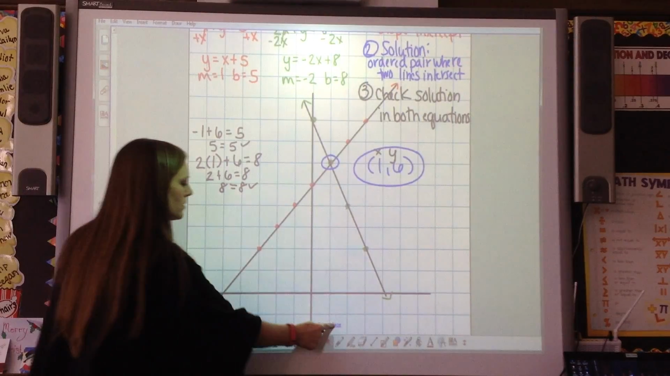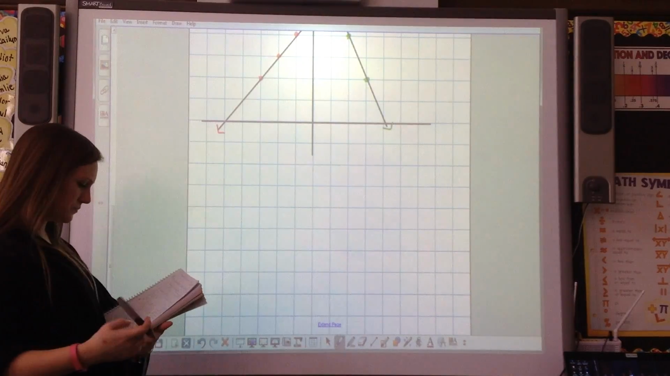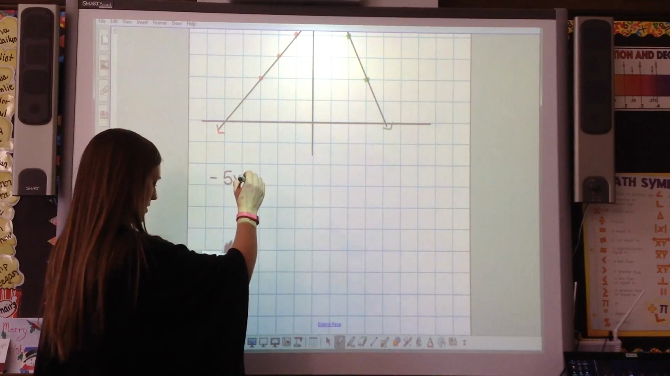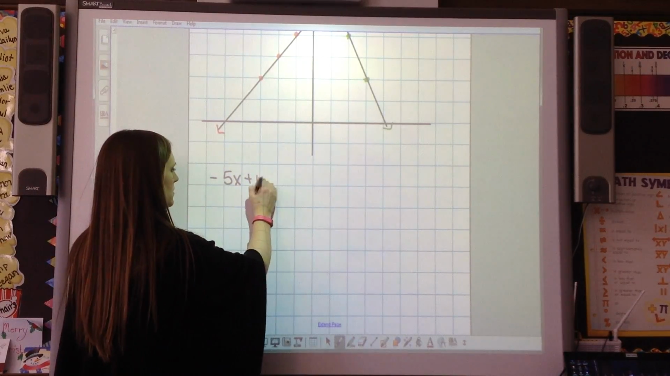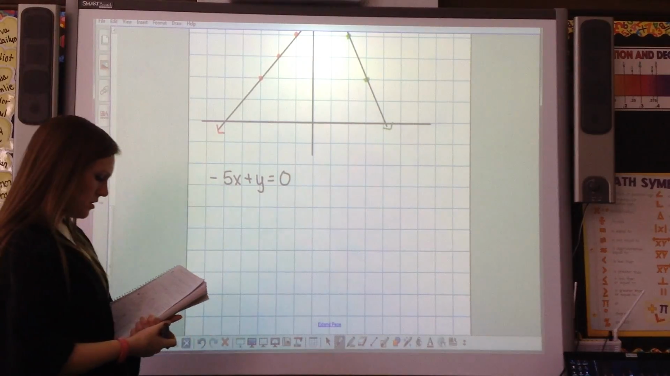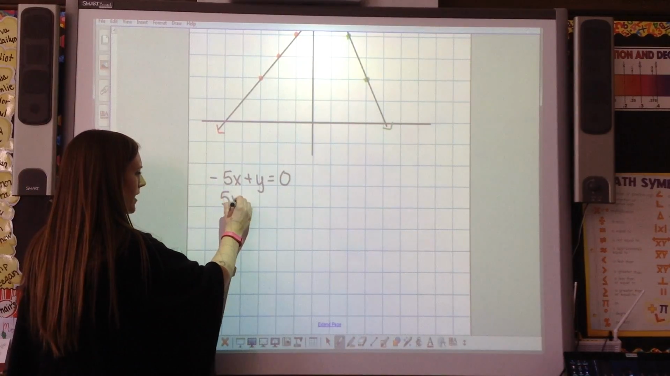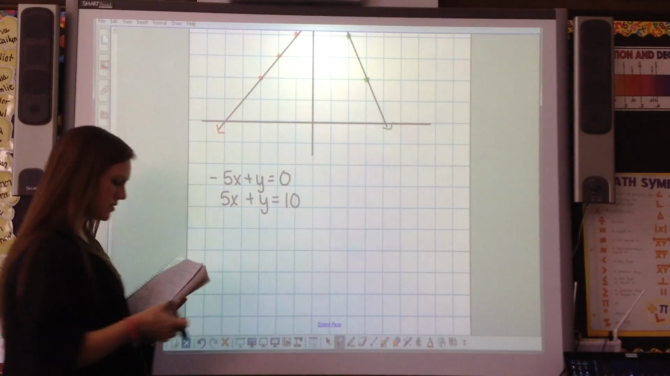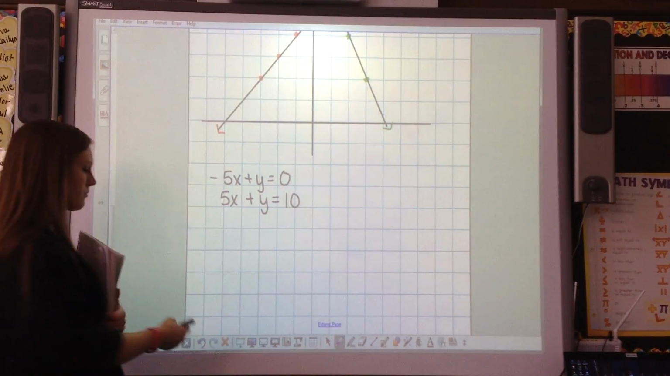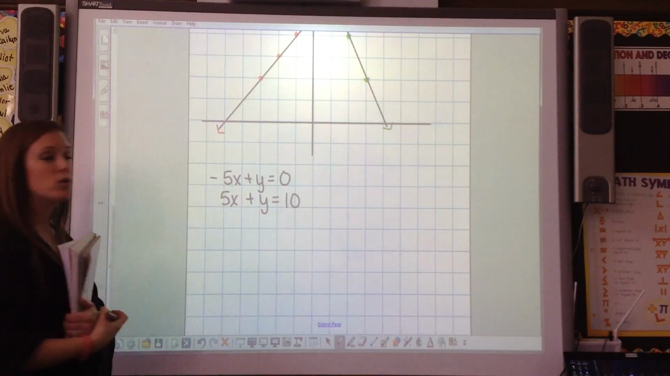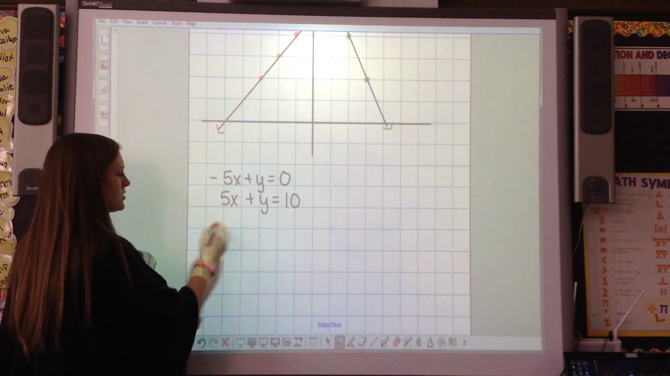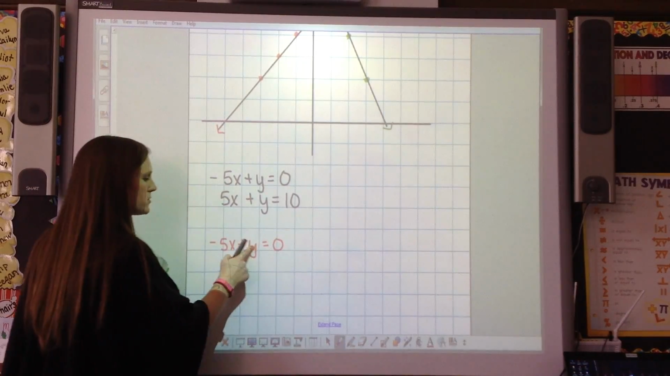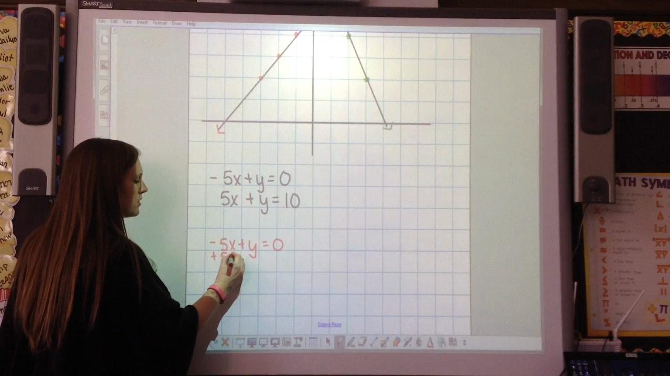Okay. Here's another one. Negative 5x plus y equals 0. The other equation, 5x plus y equals 10. Push pause and try that now. What you're going to do is you're going to graph both equations. To graph both equations, you need to have them in slope-intercept form. So I want y by itself.